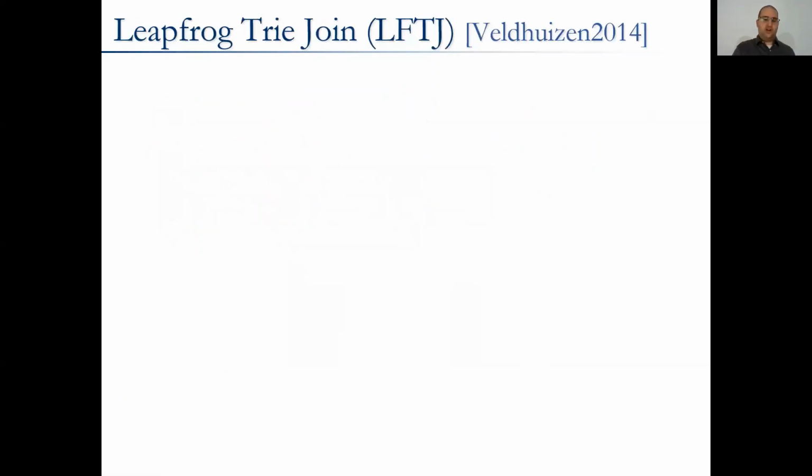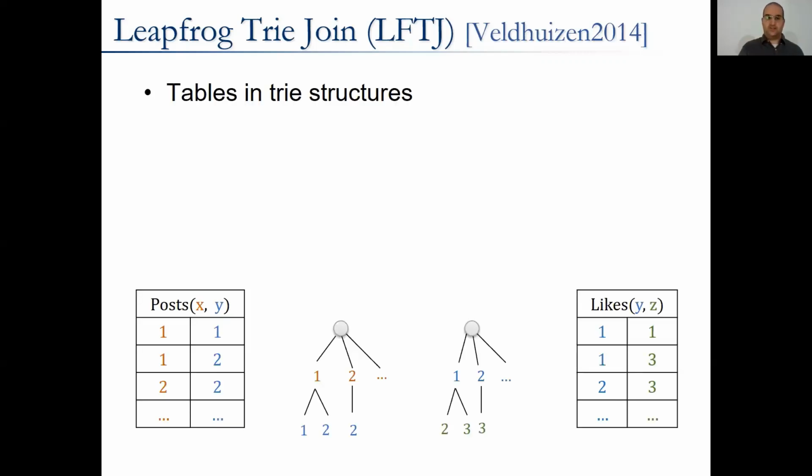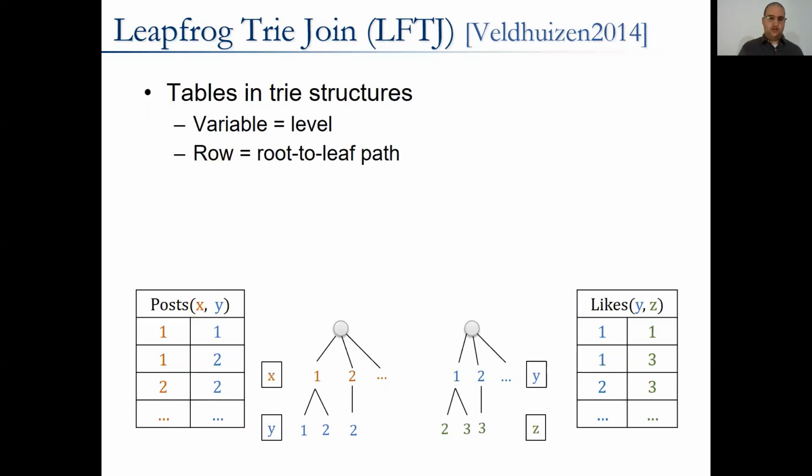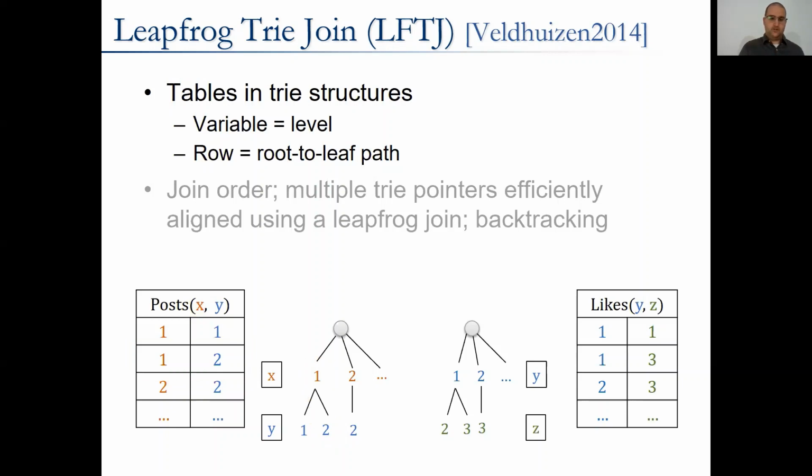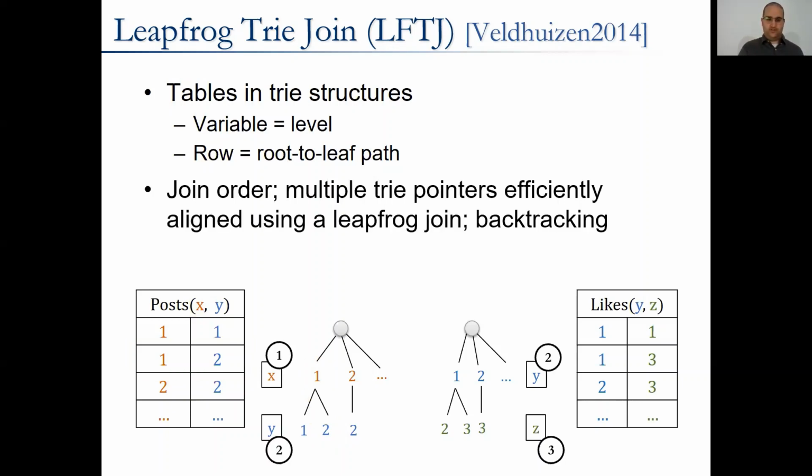TricJax, our join algorithm, utilizes another join algorithm called Leapfrog Triejoin, so I'm going to explain the main ideas behind it. First, the tables are stored in trie structures. Each variable is a level in the trie, and each row is a root-to-leaf path. Now, we're going to determine a join order on the join variables: first X, then Y, and finally Z, and add pointers to each level in the trie.